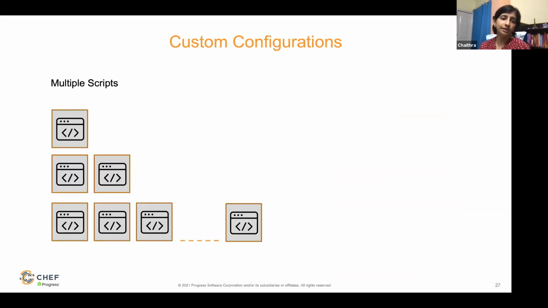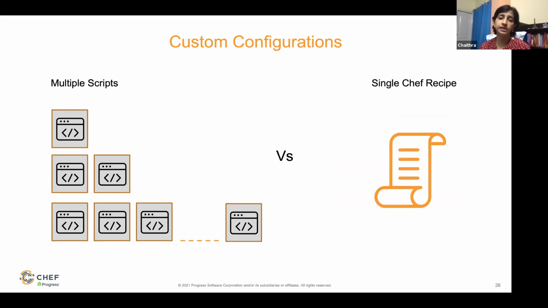So with scripts, if you have to do multiple custom configurations, you would end up having a large number of scripts, whereas with Chef, you can do it with a single recipe. And all you need to do is specify some custom attributes, like team specific or user specific attributes, in your attributes file.